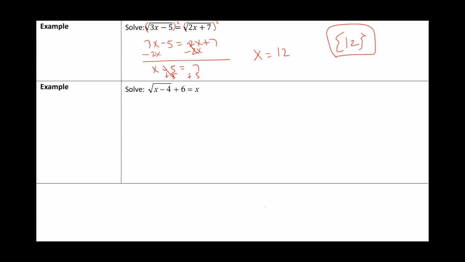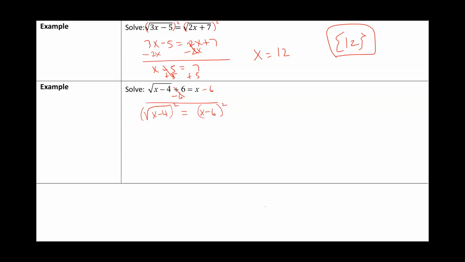Next example, we got the square root of x minus 4, plus 6, equals x. So step 1, we need to isolate the radical, so we need to subtract 6 from both sides. On the left side, we have the square root of x minus 4, and on the right side, we have x minus 6. To undo a square root, we need to square both sides. So we square the left side and we square the right side.